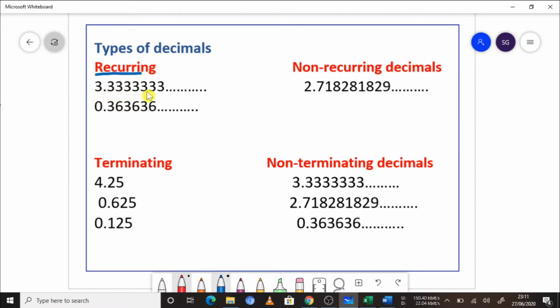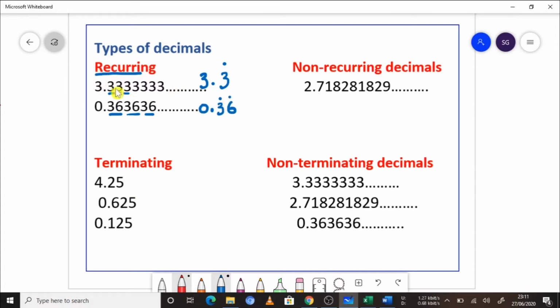So 3.333: you can see that there is a pattern, and that pattern is of a single digit here. The single digit is repeated after the decimal. If that's the case, then this will be a rational number. We can write it in short form like 3.3 with a dot. This dot means that the 3 is repeated after the decimal. Similarly, 0.363636. In this case, instead of a single number, we have a set of numbers that is repeated, and you can write it in short as 0.36 with a dot on both of them.